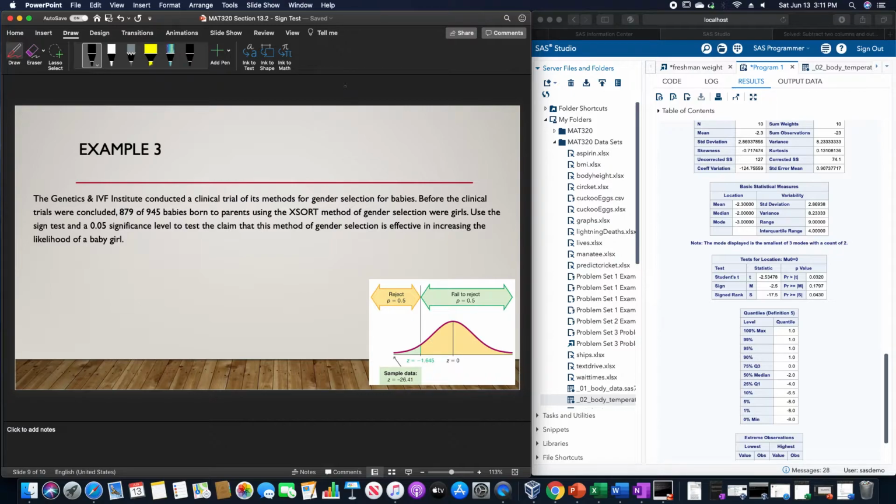So for this, we want to assume the requirement of this being a simple random sample. The null hypothesis is that the proportion is 0.05. And the alternative is that girls are more likely, which means the proportion is greater than 0.05.